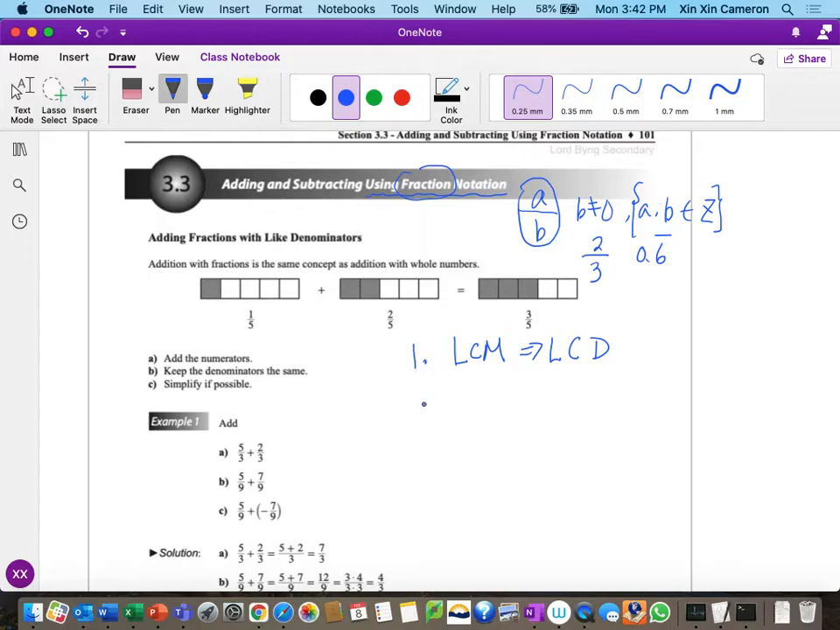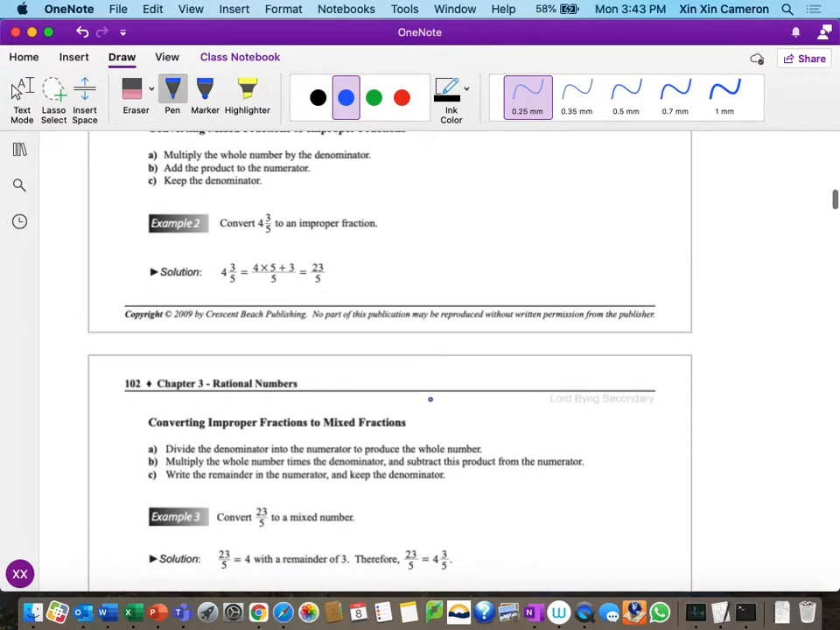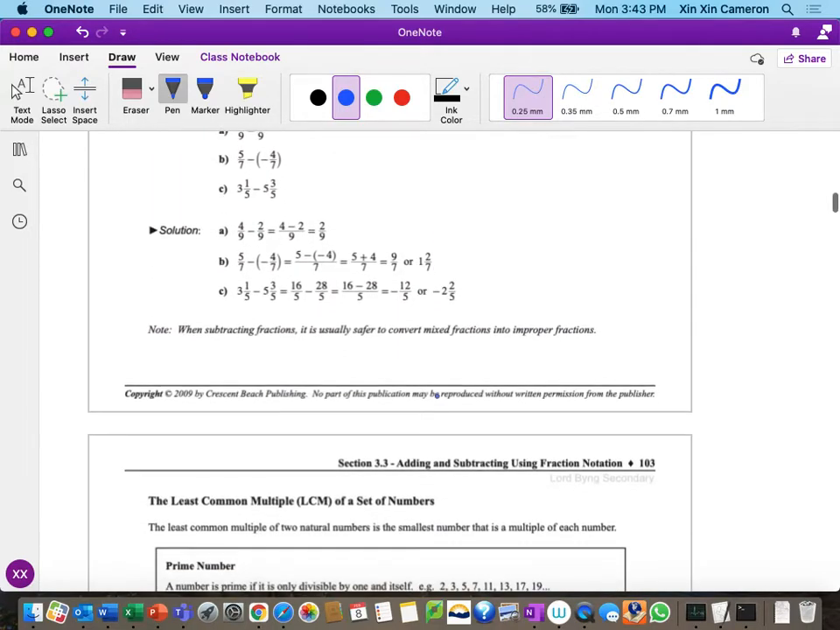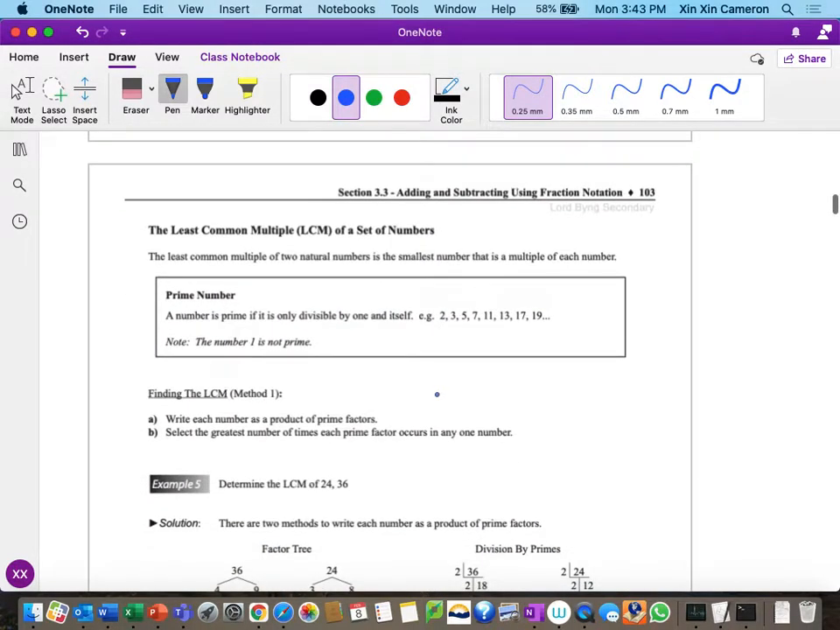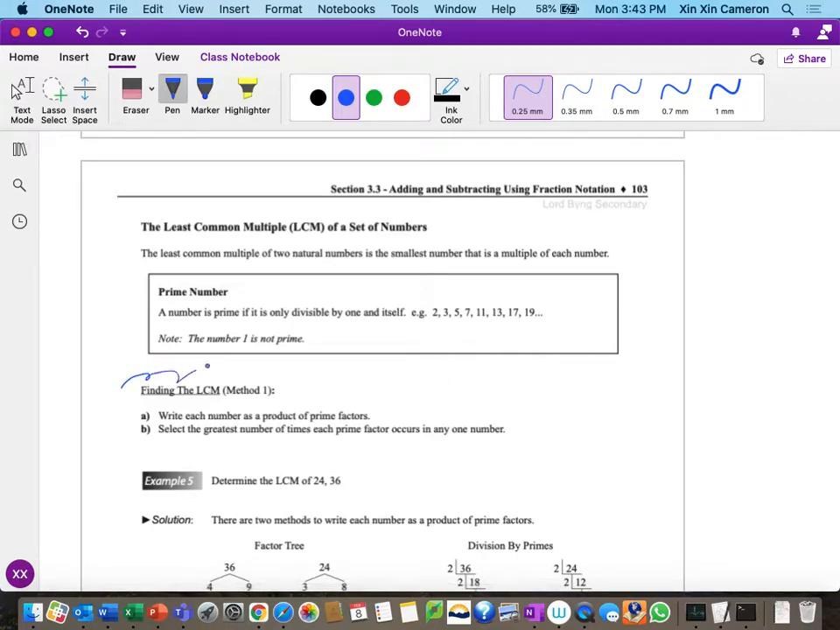So now let's take a look. I wanted to bring your attention to over here. This is finding the lowest common multiple, method 1. Everybody, this is page 103 right here. We just use this method. Before, we already talked about how to do this. Write each number as a product of prime factors. So we're going to do a factor tree.